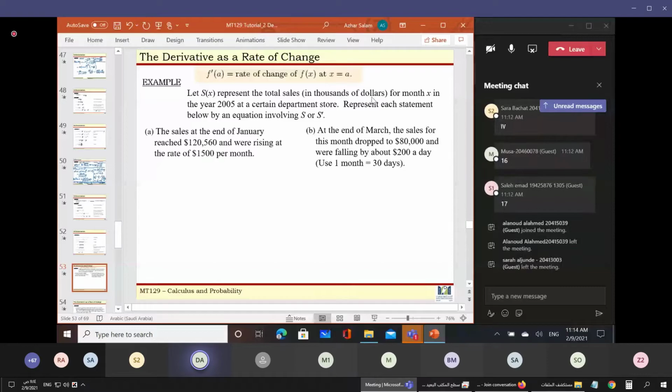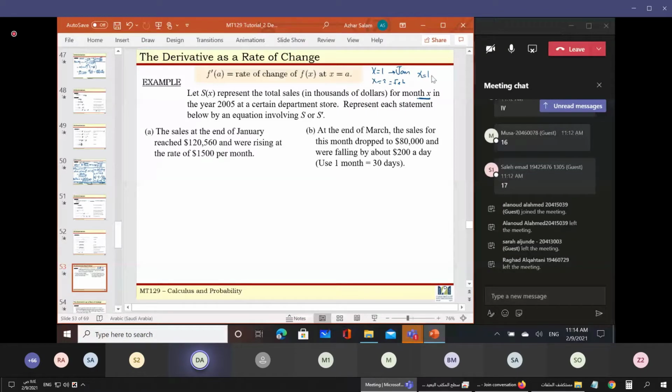in thousands of dollars. This is the unit of the measurement. For month X, so the value here of X is the month. Okay, if X equals 1, I'm talking about January. X equals 2, it's February. So the possible values of X is from 1 until 12. This is the values of this variable X, since it's a month, in the year 2005.